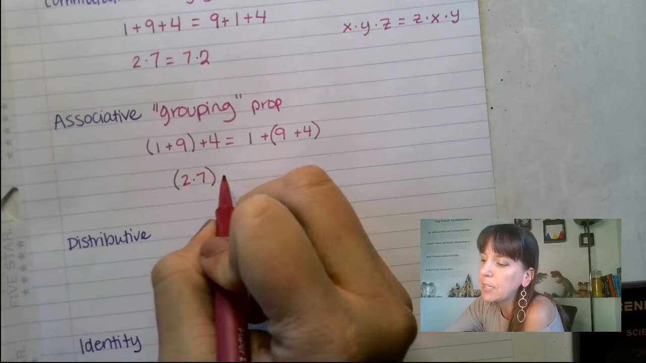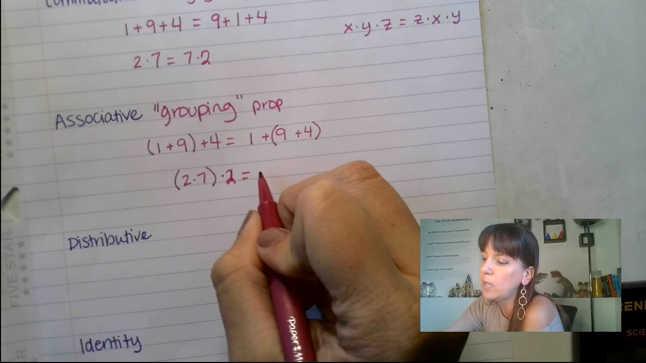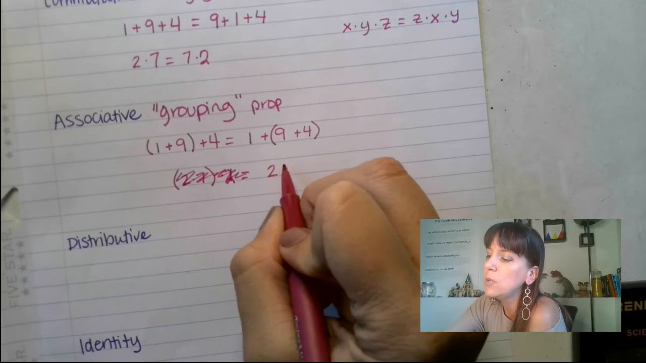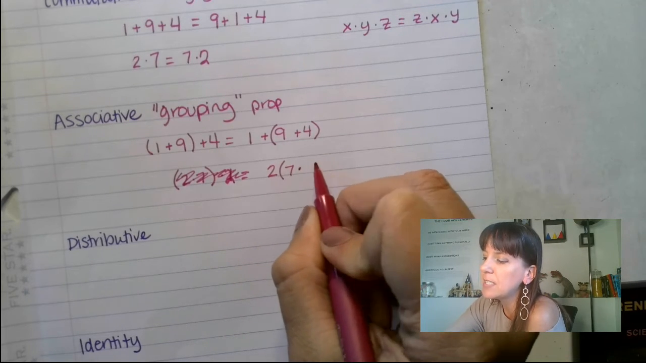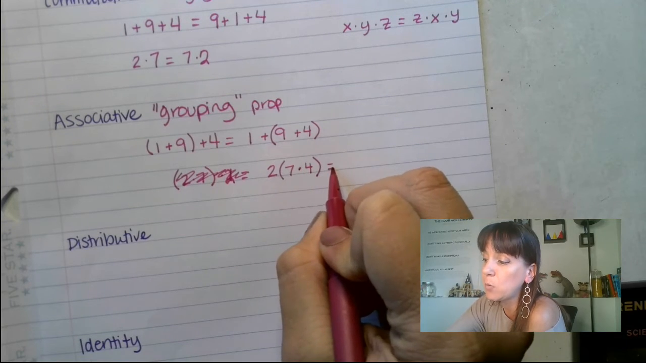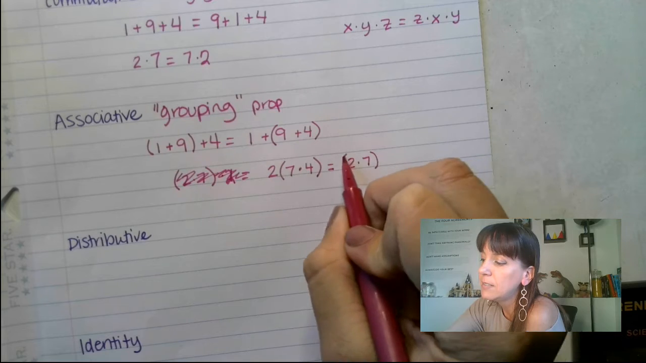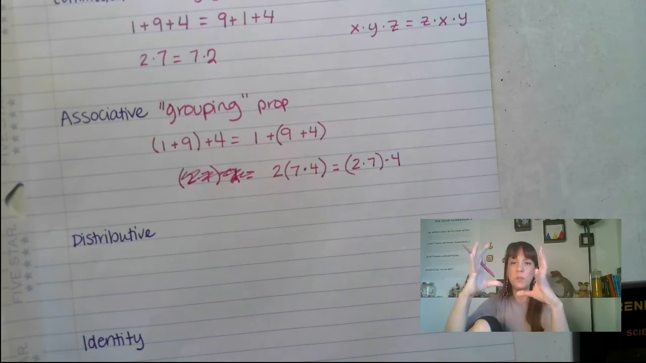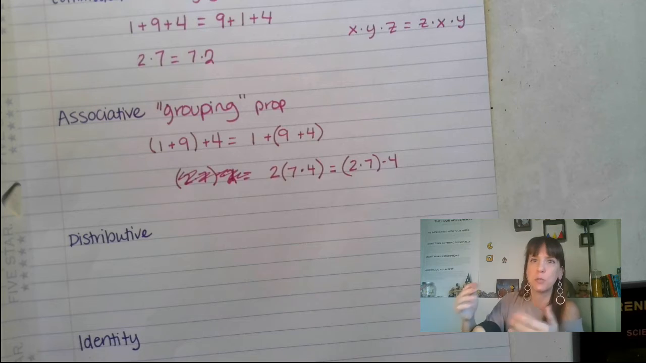2 times 7 times 1. Let's do 2 times 7 times 1. Nah, I made that up. This is why I shouldn't make up my own problems. Let's do this. (2 times 7) times 4 equals 2 times (7 times 4). I didn't change the order of these guys. I just grouped them together. That is all of our grouping properties. That's all it is. Just grouping means association, associative property.